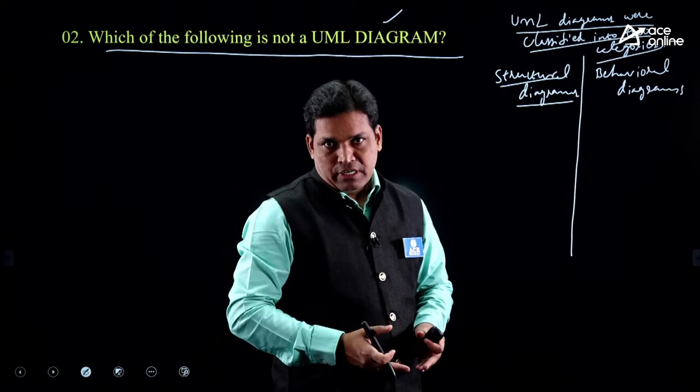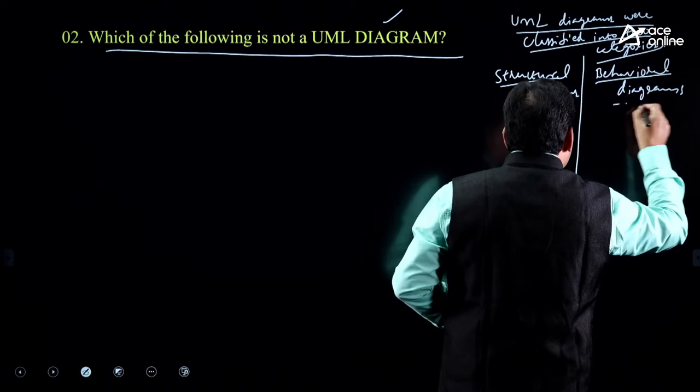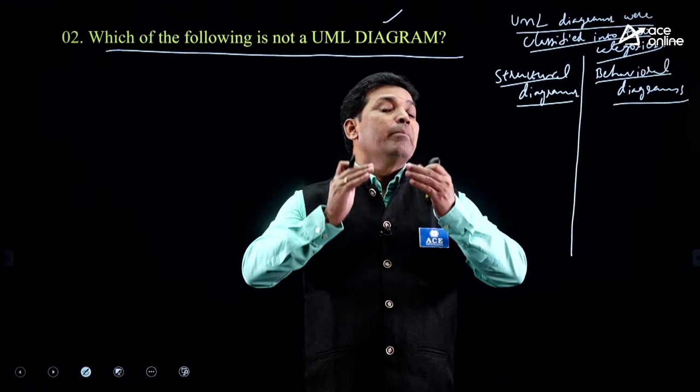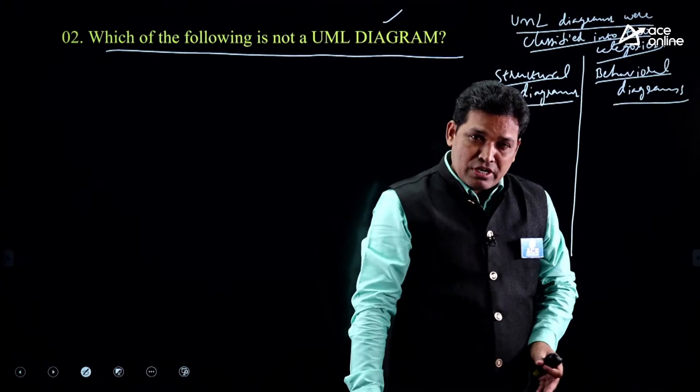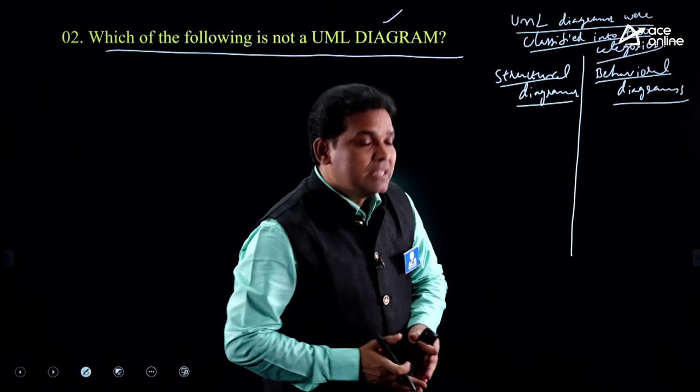Then coming to behavioral diagrams, what is their purpose? Behavioral diagrams are used for modeling the dynamic view of a software system. If any stakeholders want to know the dynamic view of the software system, through these behavioral diagrams they can understand it. That is the importance of behavioral diagrams.